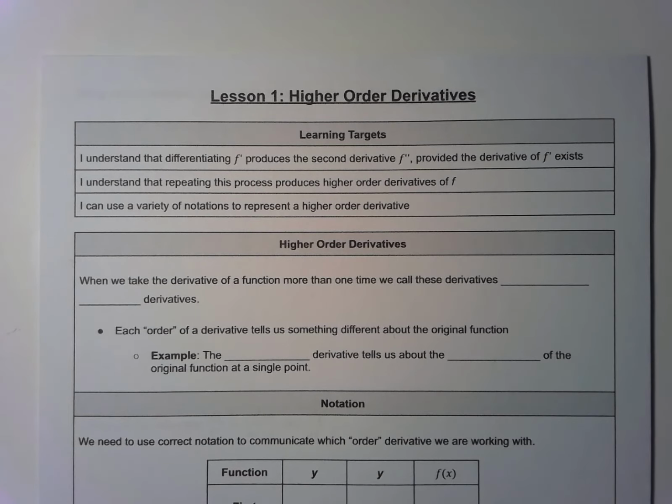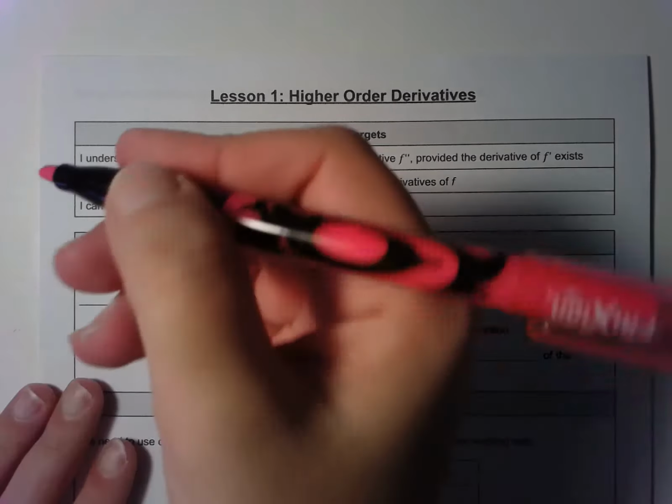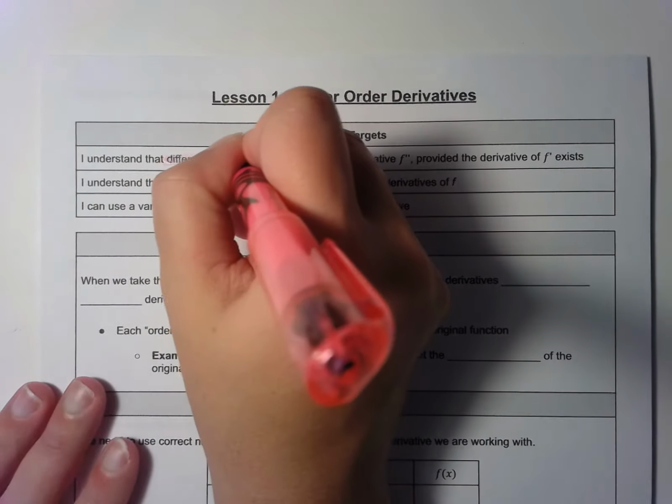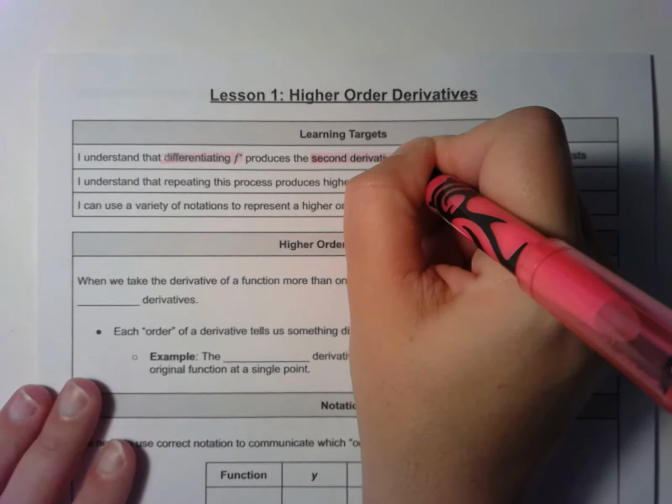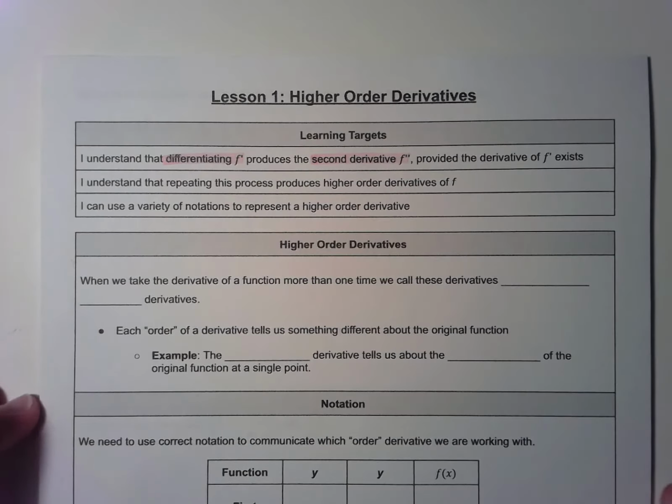The first is, I understand that differentiating f prime produces the second derivative, f double prime, provided that the derivative of f prime exists. So in other words, it's just sort of clarifying some vocabulary. What this is asking us to do is to understand that when we take the derivative of f prime, we get the second derivative, which we call f double prime. So just kind of the vocab of what's happening.